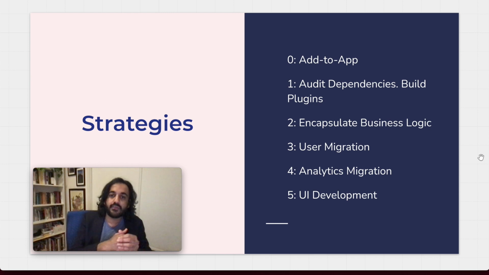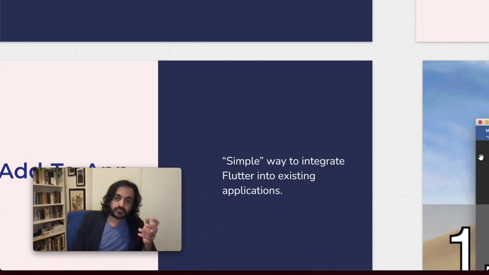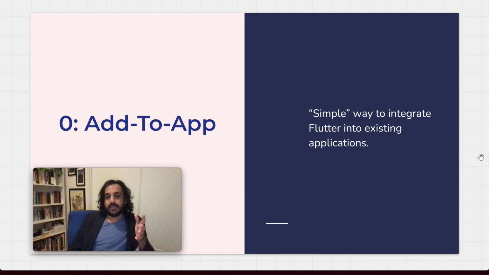Now you might say, Faisal, I see actually 6 there. 1 is 0. What is add to app? Why aren't you including add to app in this entire introduction? Well, I'll tell you why. So add to app, it's a simple way to integrate Flutter into existing applications. The easiest way to understand that is Flutter is a rendering engine, which means that you can take this rendering engine and put it into any Android activity, any UI view controller, and it just works.